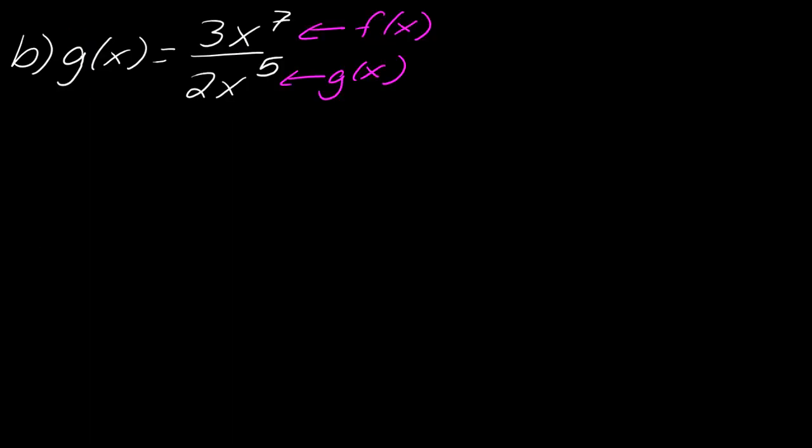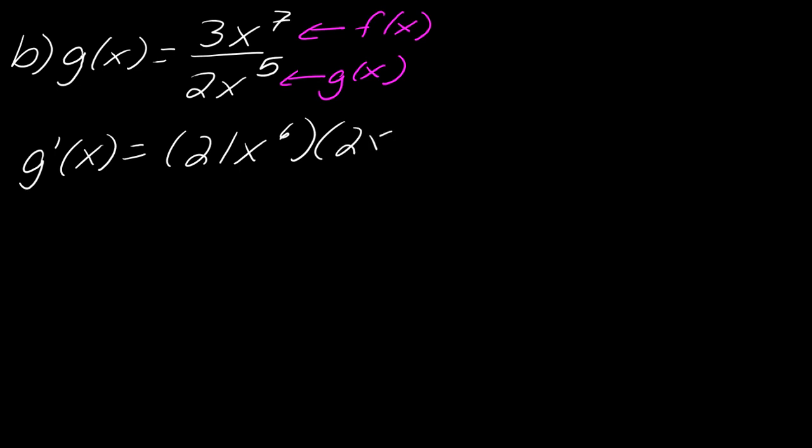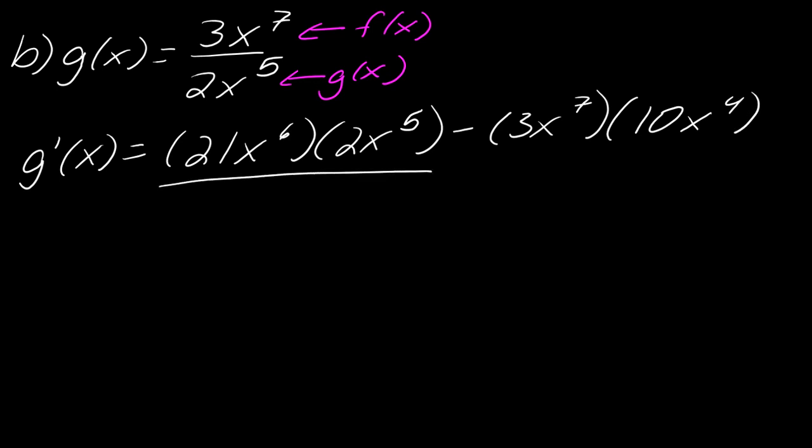Okay, so I need to start out by taking the derivative of the top function. That's going to be 21x to the 6th, and then I leave the bottom function alone. Then I leave the top function alone like this, and multiply that by the derivative of the bottom function, which is 10x to the 4th. And then all of this is over 2x to the 5th, and then I need to square this. Okay, so there are the pieces to this.